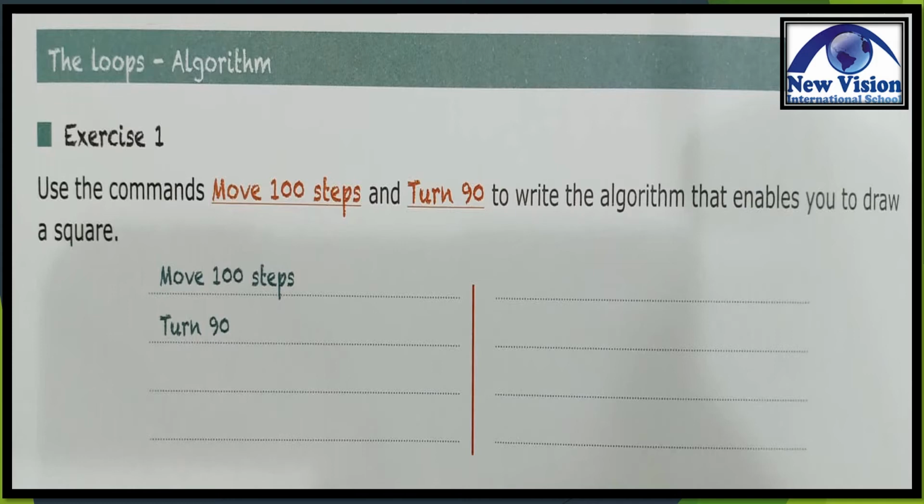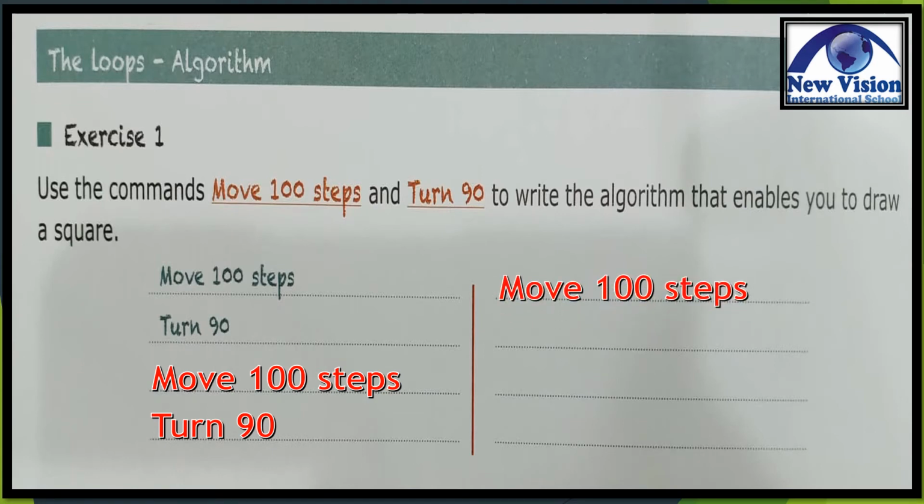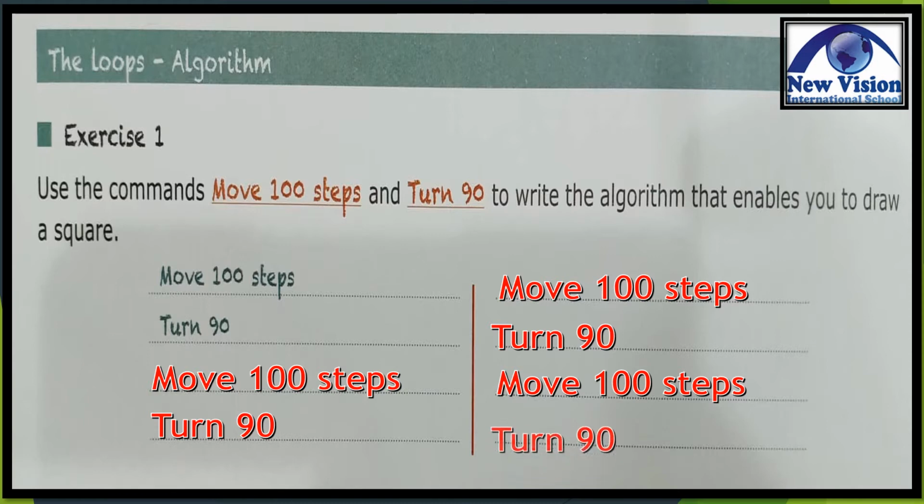Let's see. The next step would be move 100 steps. It is followed by turn 90 and move 100 steps again, followed by turn 90, move 100 steps again, and finally turn 90. But there is one vital command still missing. What do you think that is? That is pen down. Remember that pen down allows us to draw a line. If you're not going to use pen down, you may also use pen up.